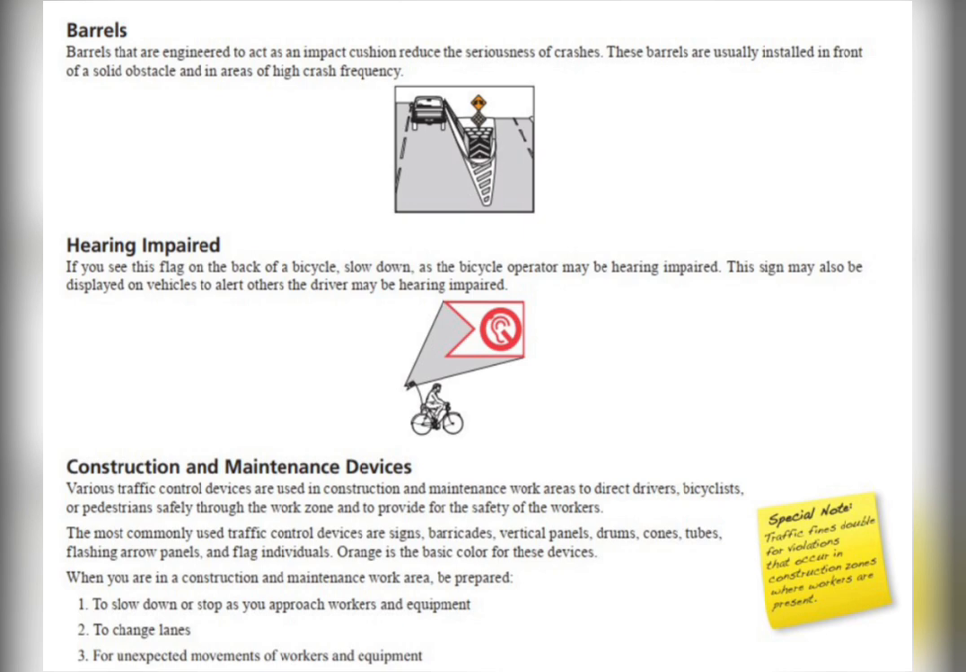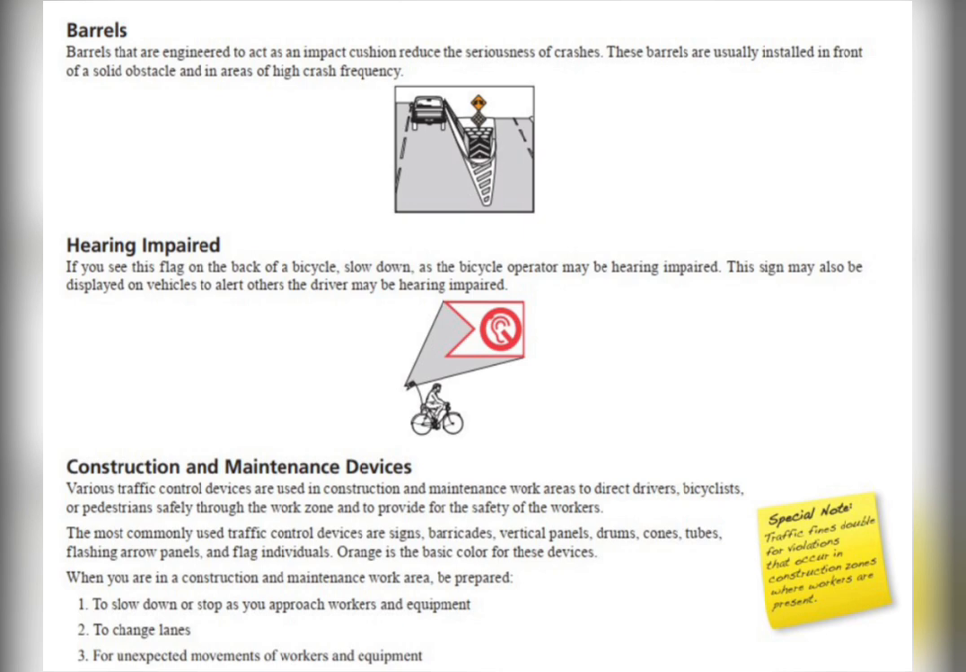Barrels. Barrels that are engineered to act as an impact cushion reduce the seriousness of crashes. These barrels are usually installed in front of a solid obstacle and in areas of high crash frequency. Hearing impaired. If you see this flag on the back of a bicycle, slow down, as the bicycle operator may be hearing impaired. This sign may also be displayed on vehicles to alert others the driver may be hearing impaired.